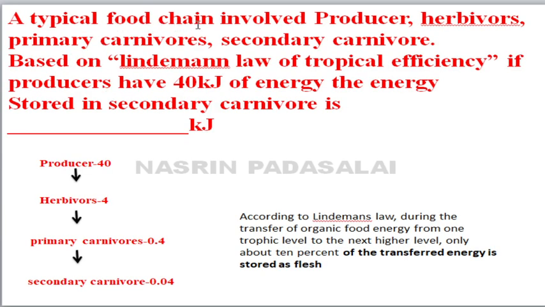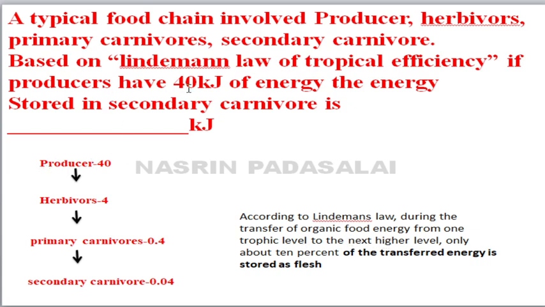Next thing, a typical food chain involves producer, herbivore, primary carnivore, and secondary carnivore, based on Lindemann law of trophic efficiency. To answer this question, you should know what is meant by Lindemann law of trophic efficiency. Here I have given an explanation. According to Lindemann, during the transfer of organic food energy from one trophic level to the next higher trophic level, about 10% of the transferred energy is stored, whereas the remaining 90% is lost.